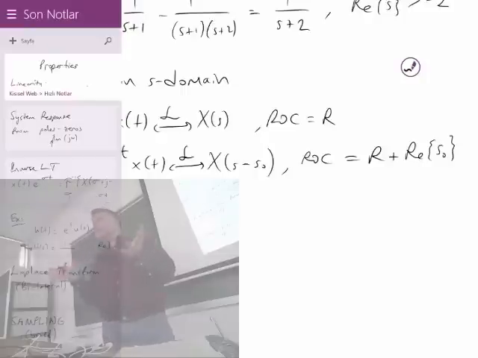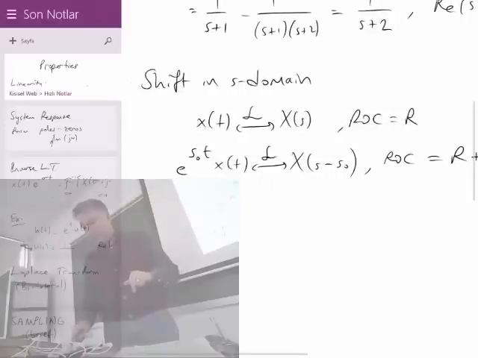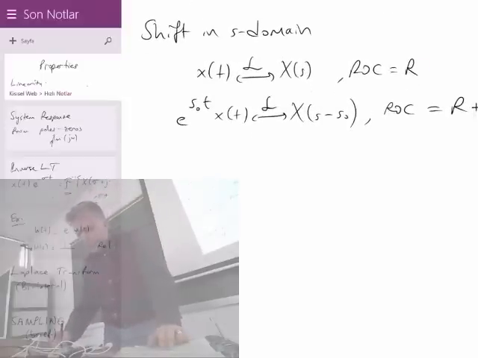And does it mean anything to you? I'm not sure about that. It doesn't mean much to me. It's just that the region of convergence boundaries are shifted by the real part of s0. Understand it that way. But that is the notation that the book uses. So this is the shift in the s domain. We can make some illustrations if you wish.